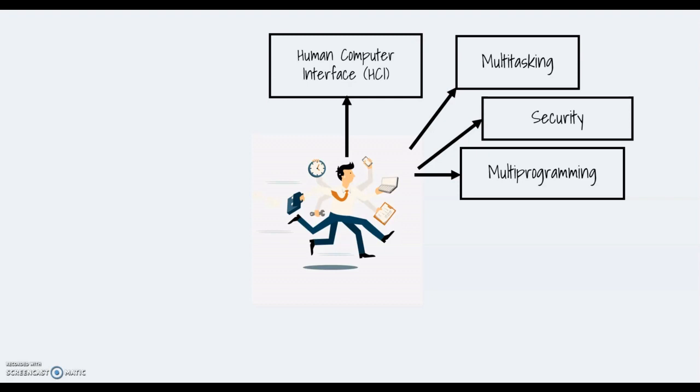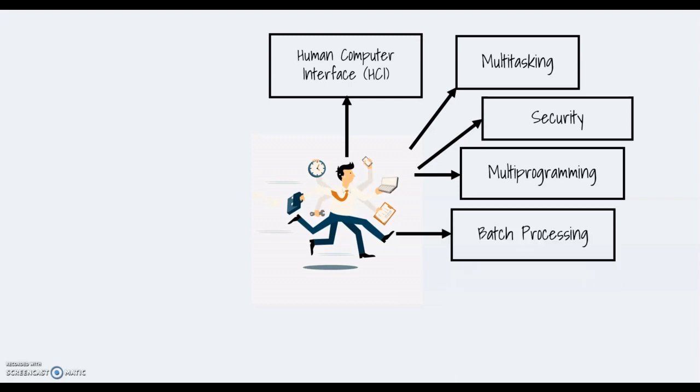Multi-programming, similar to multitasking. So you can have, as I said, your Fortnite game open, your music playing, and your operating system is handling that. Batch processing. Batch processing is when all the tasks are saved until last, and then your computer will process everything at once.